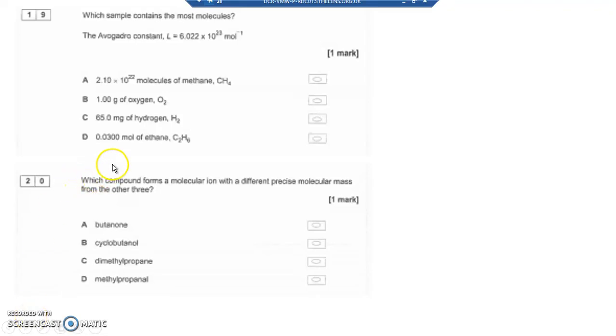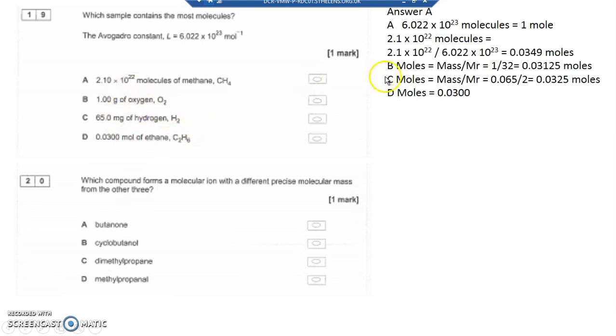Question 19 and question 20 both involve some calculations, so I'm going to do spoilers so you can see my calculations. First of all, I've got some information here, Avogadro's constant, which is the number of particles in 1 mole, and I'm going to work out how many moles of each of these there are. So in number A, 6.022 times 10 to the power 23 are the number of particles in 1 mole.